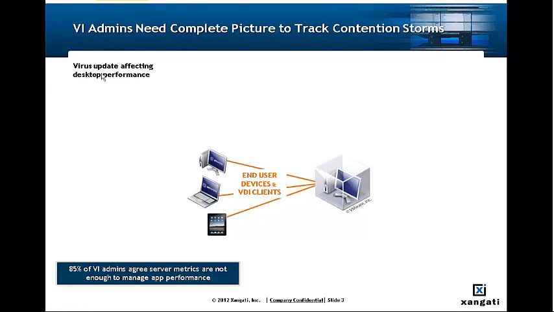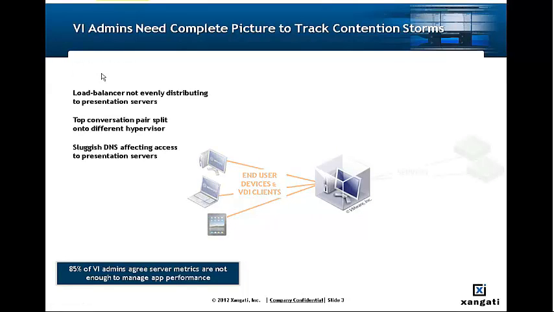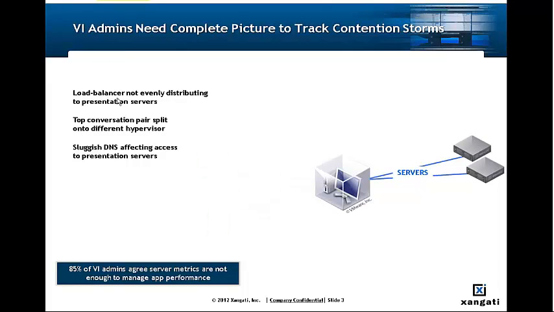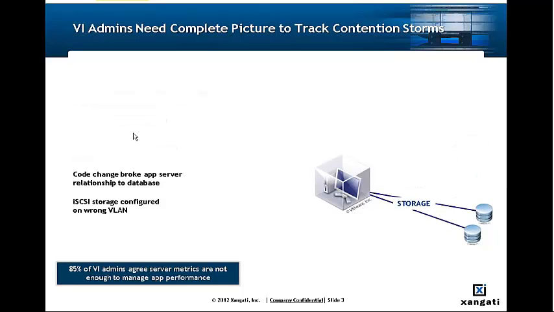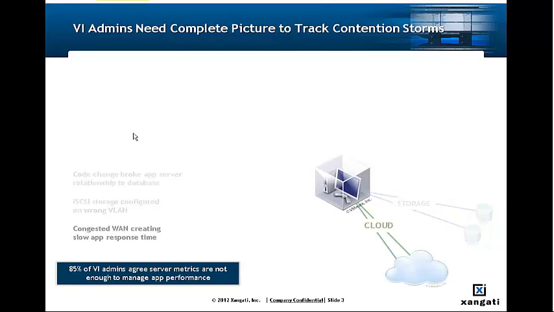In VDI environments, you could have antivirus updates affecting desktop performance. You could have a load balancer that's not evenly distributing things to presentation servers or to web servers. You could have conversations between a database and a helper application that are split onto different clusters or different hypervisors, or perhaps a slow DNS. We've noticed where people have upgraded a particular application server, and that changed some of the relationships and communications inside the virtual environment. Or perhaps, a WAN congesting things and degrading experience.